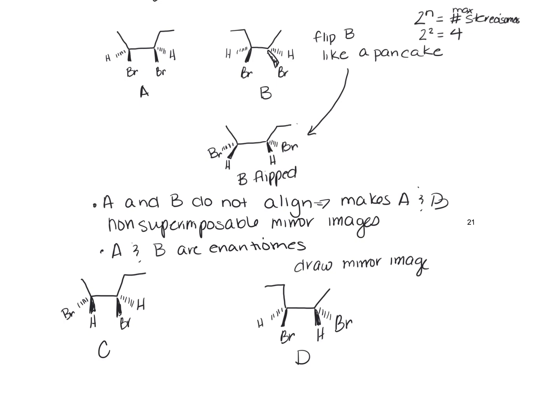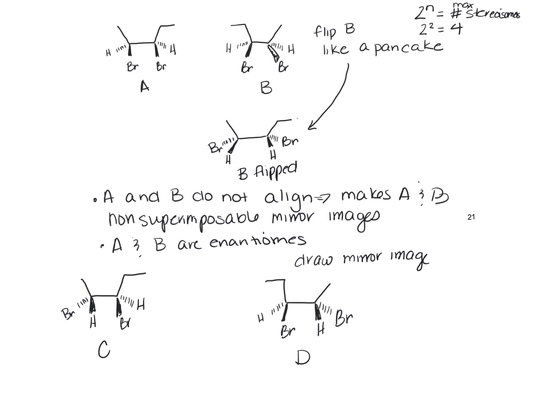So now what we want to do is flip it, right? So let's flip D, just like a pancake. And so when we do this, we have our structure like that. And then what we're going to see, I'm going to go ahead and draw my bonds.